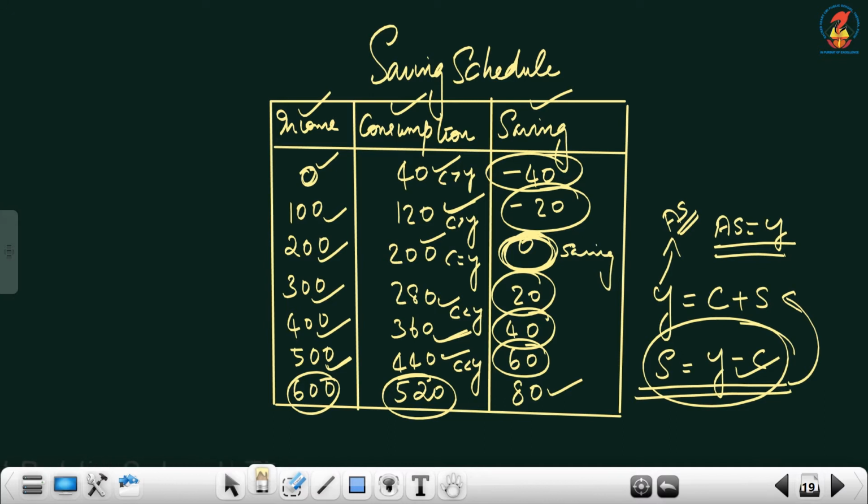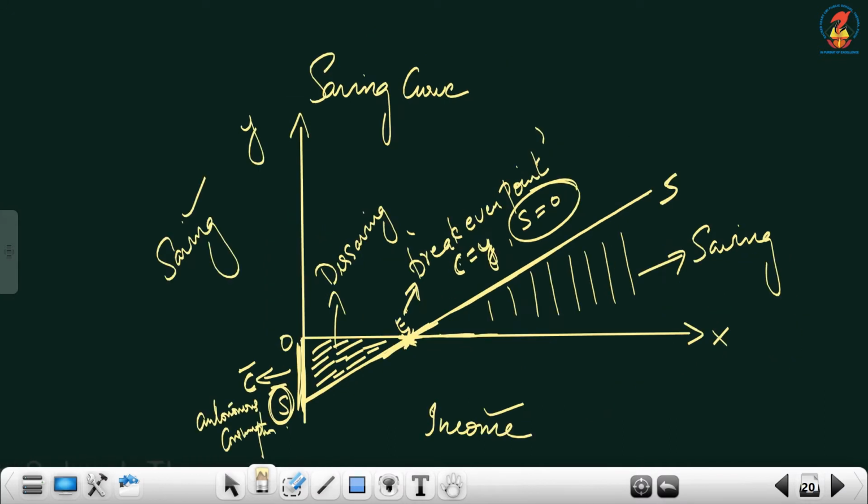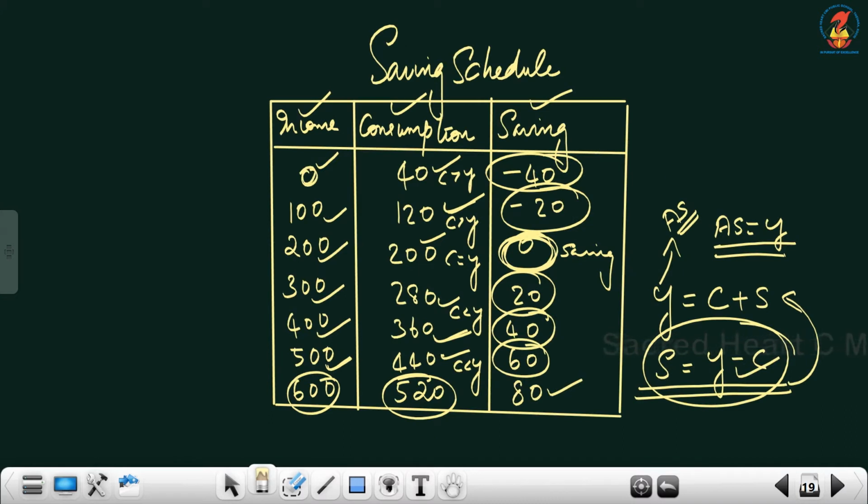Now, to the left of the break-even point, you can find the shaded area here. That particular area is known as dis-saving. Why is it dis-saving? Let us see that in the table. Before this 0 level of saving, you can find the saving as negative values. Why is the saving a negative value? Because of dis-saving. Therefore, to the left of the break-even point, you can find the dis-saving area.